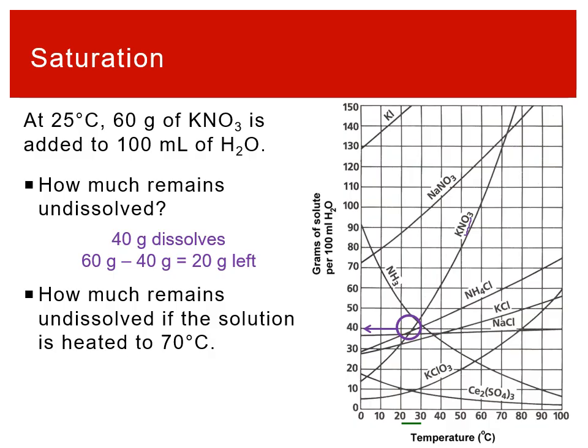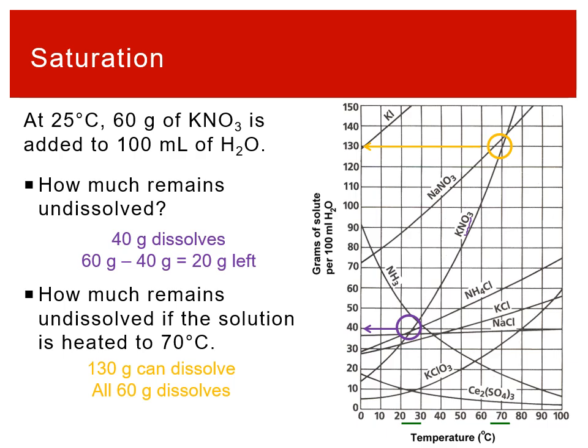Well, what about if I change the temperature? What happens if I go up to 70 degrees Celsius? Now, at 70 degrees Celsius, that same line has some pretty sharp changes. It's going to go all the way up here. I can now dissolve 130 grams total. I'm only trying to dissolve 60 though, so all 60 does dissolve.